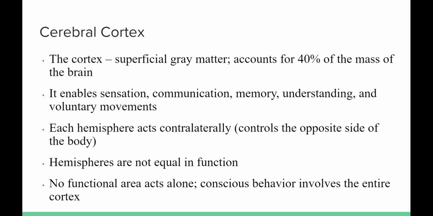And then we say that each hemisphere works contralaterally. Okay? So like the right side of the brain controls the left side of the body, and vice versa. These hemispheres are also not completely equal in function. They act a little bit differently. And nothing acts completely on its own. That's not really how the brain works. It's a very connected system, all right? You take out one part of it and you may not be able to do something quite as well, but there's not any conscious behavior that can be stopped just by attacking one part of the cerebral cortex.